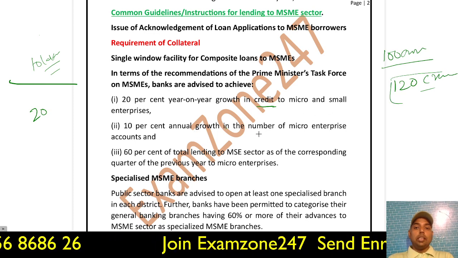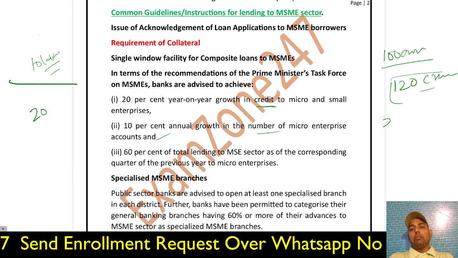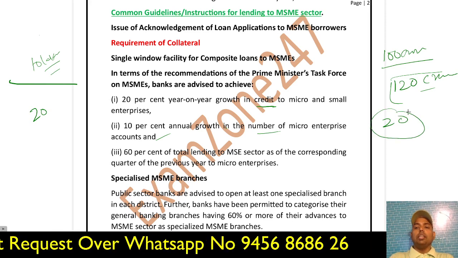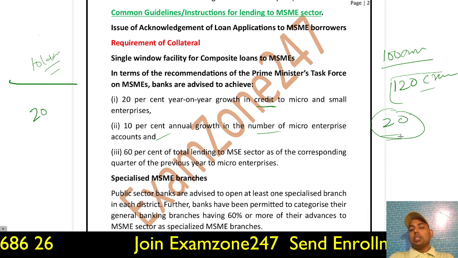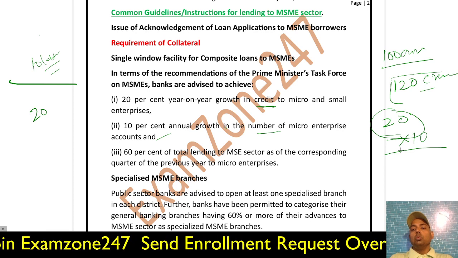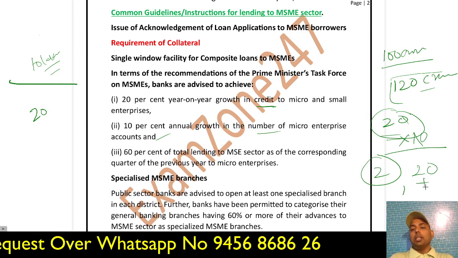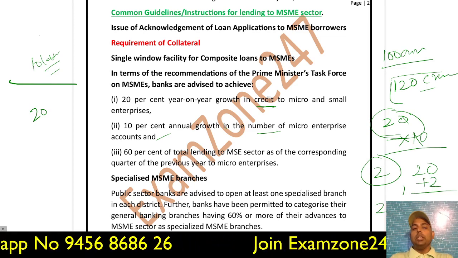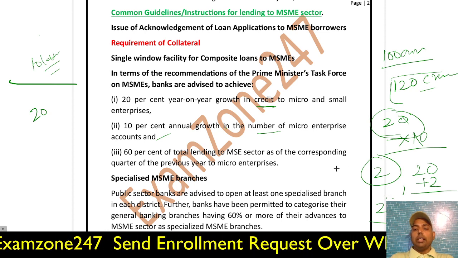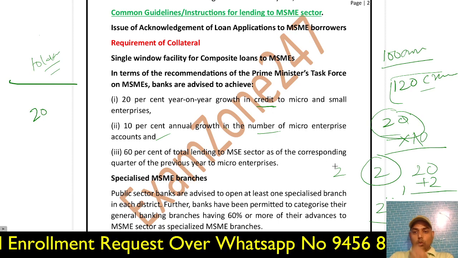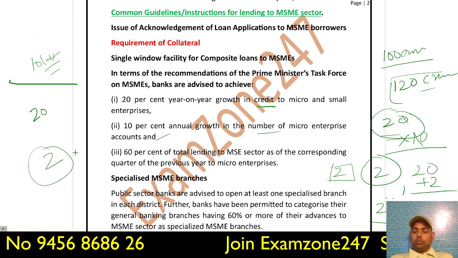10% annual growth rate in the number of micro enterprise accounts means if the total number of micro enterprises taking a loan or any other facilities with you was 20 last year, 10% of this will be 2. Then this year it will be 20 plus 2, meaning there should be at least 22 accounts in total this year. You need to open at least 22 accounts, then only it will be met, not the 2.